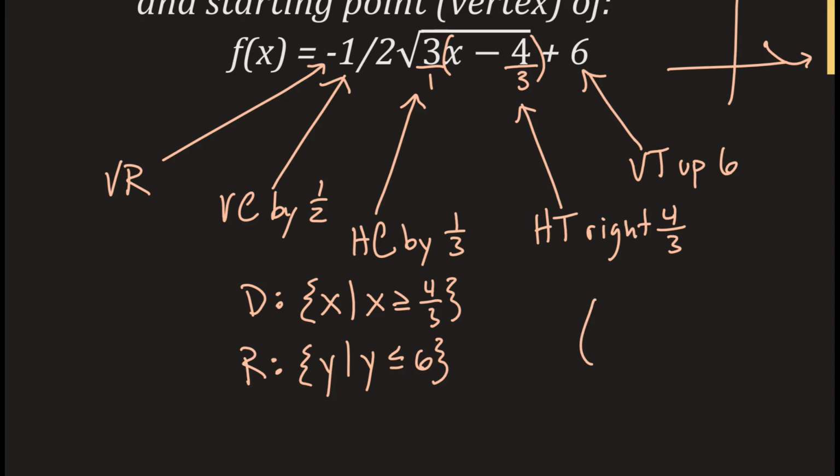And our starting point, our initial value, is what? What was our starting point? 4/3, 6. Does anyone need me to re-explain anything here?